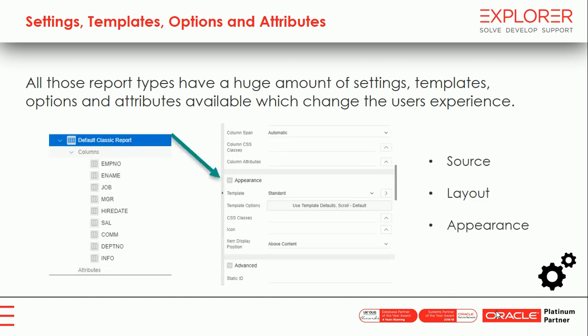So firstly, we have the region parameters. Here you can change the source data which is being used for the report, the general layout of how and where the region displays on the page, and also the basic appearance of it.